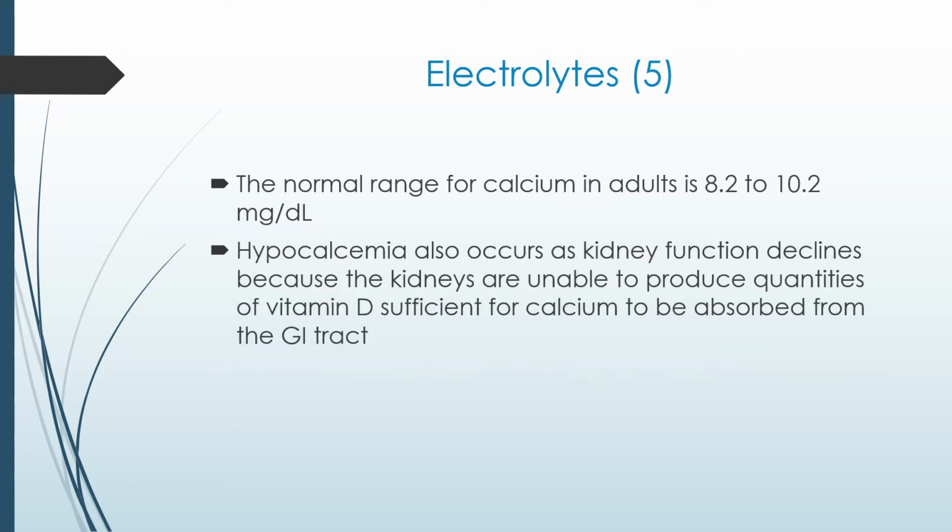The normal range for calcium in adults is 8.2 to 10.2. Hypocalcemia also occurs as kidney function declines because the kidneys are unable to produce quantities of vitamin D sufficient for calcium to be reabsorbed from the GI tract. And so again, if all of this happens, one of the things that your client is going to develop is osteoporosis, right? And then that is going to put them at a greater risk for injury, because with no calcium, the bones are going to become dry and brittle, since the kidneys aren't working.